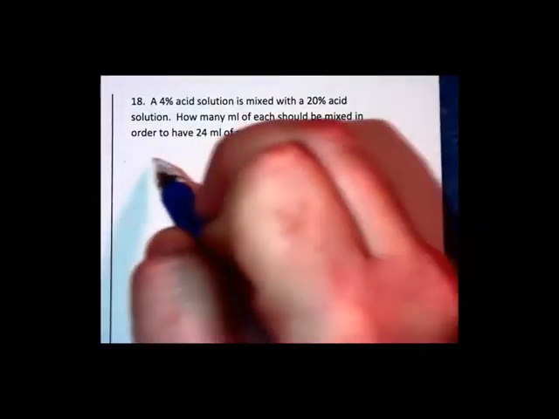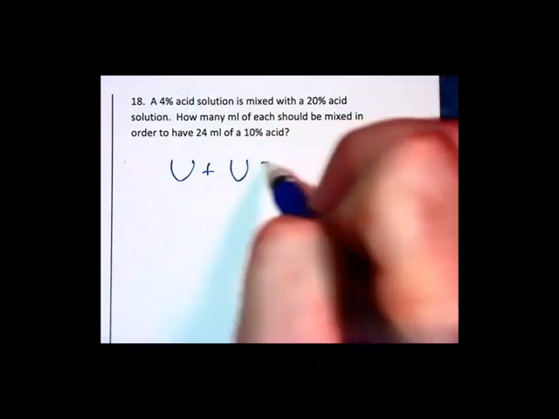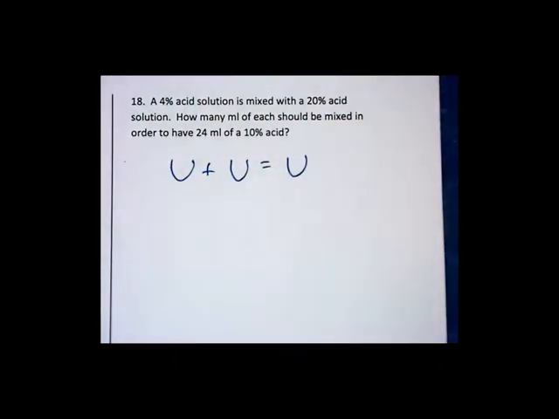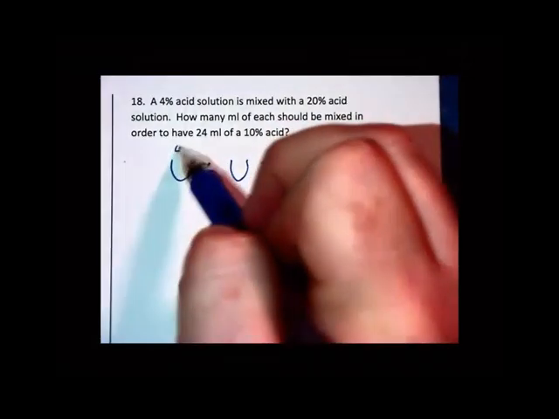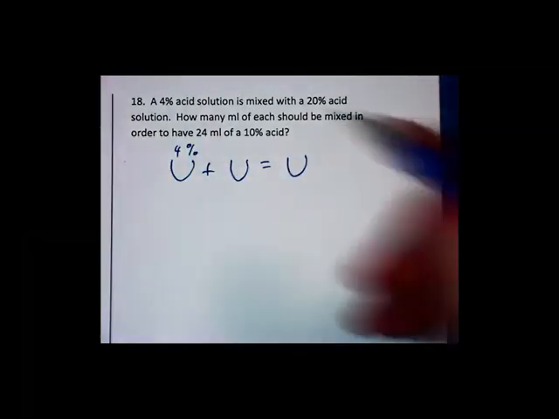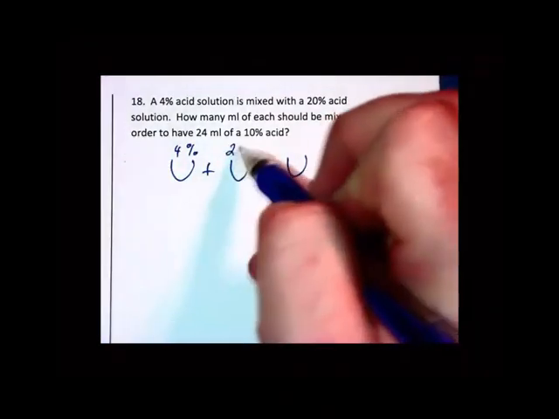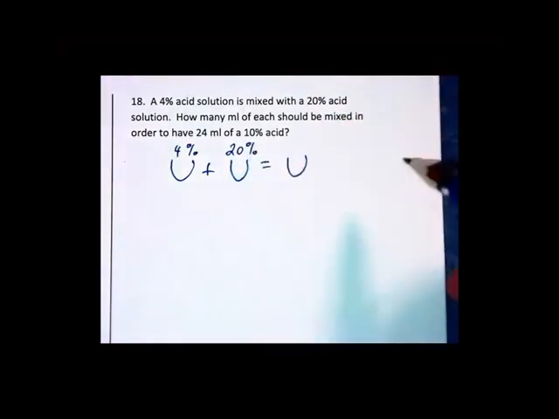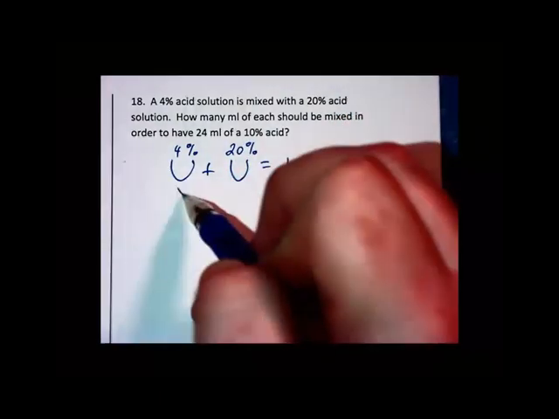Next problem. We've got another mixture problem. So I'm going to draw my little mixing bowls here. Bam plus bam equals bam. We're mixing a 4% acid solution. I write 4% on top because prices and percents go on top. Is mixed with a 20% acid solution. How many milliliters of each? I guess that's our variables.